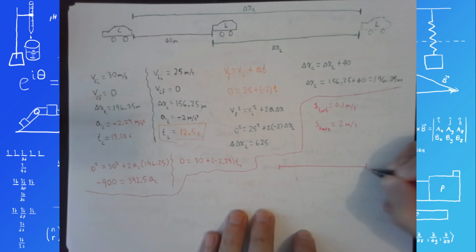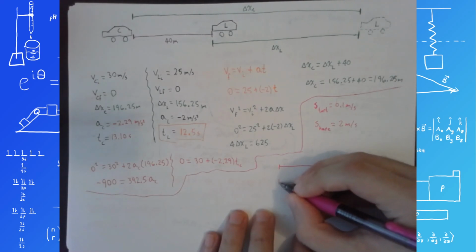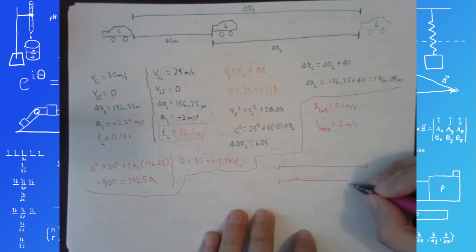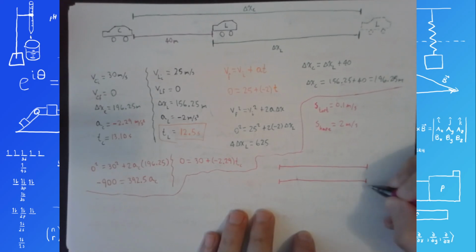This is what I will usually do for racing problems. I'll draw 2 tracks, one for each object, or 3 if there happens to be a third object, but that's incredibly rare. Should they be the same distance? No. I should have cut this off like over here. Yeah, and then scribble that out.